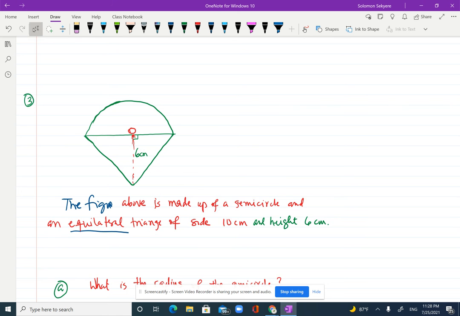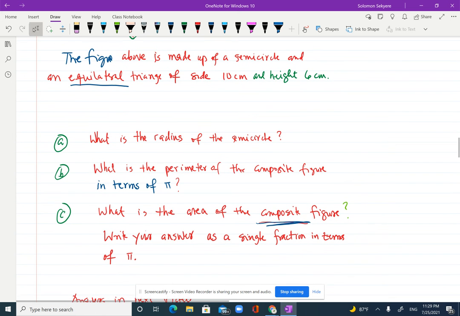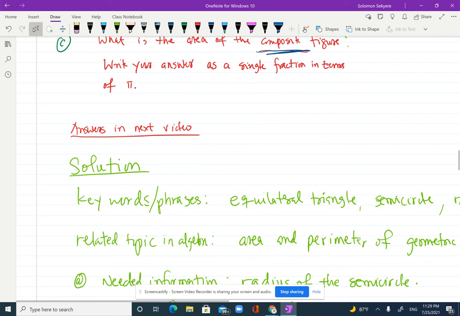Let's pick up from where we left off last time. Okay, so this is a problem from last time. We had this figure made up of an equilateral triangle and a semicircle. And here are the questions. What's the radius of the semicircle? What's the perimeter of this composite figure in terms of pi? What's the area? Okay, now, let's go for it.